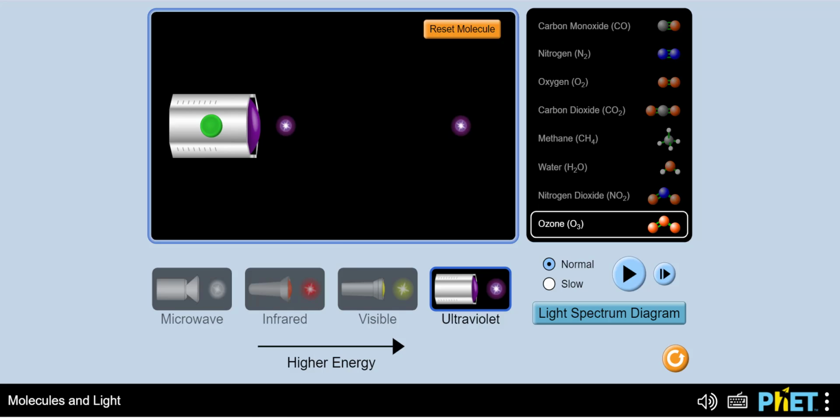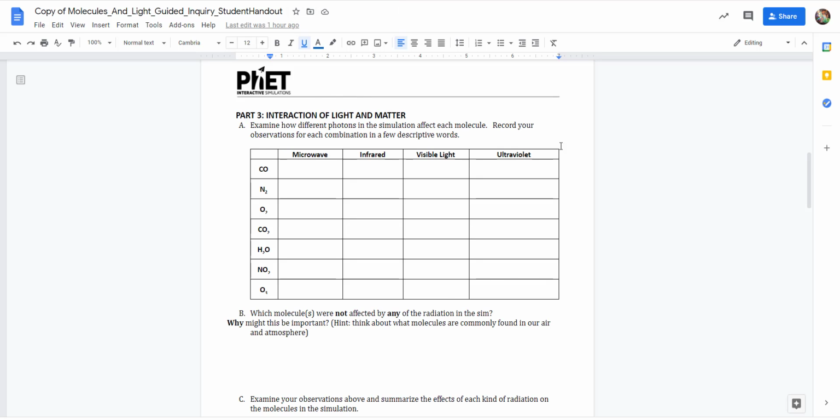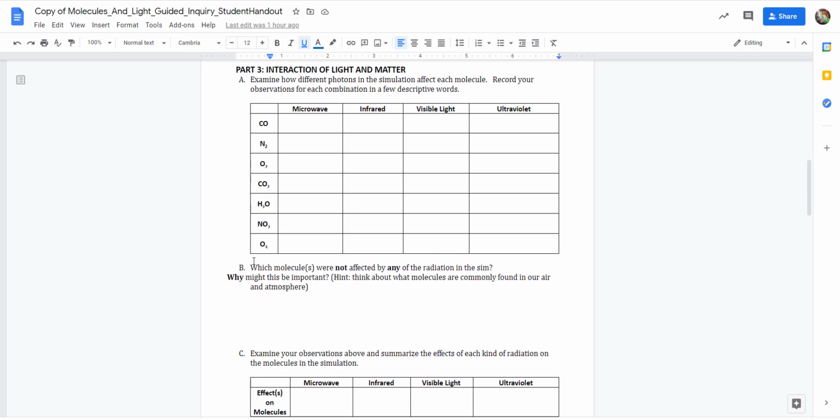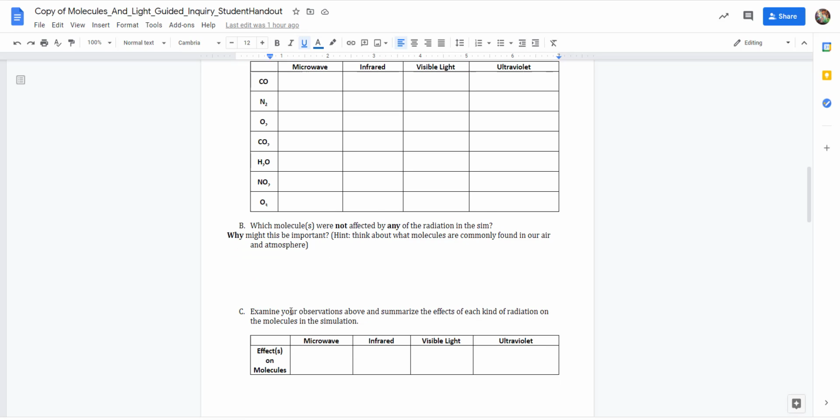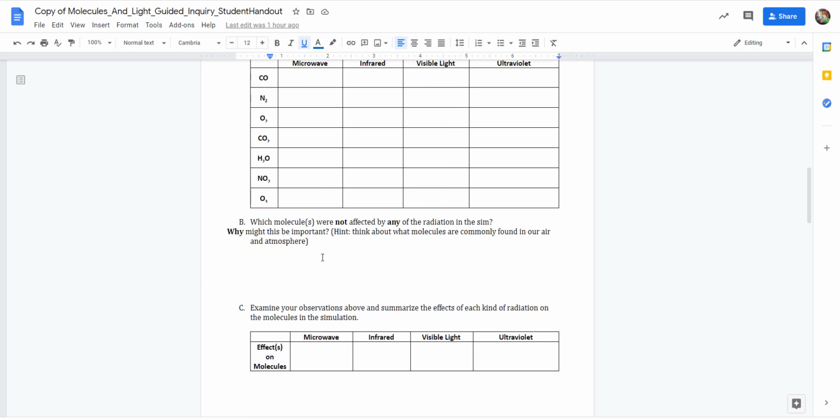So now let's go back to the worksheet. You will have filled all this table in. The next question is about there were some molecules that weren't affected by any of the types of radiation that we looked at, and what that might mean in terms of gas in the atmosphere. So you can pause and fill that in.